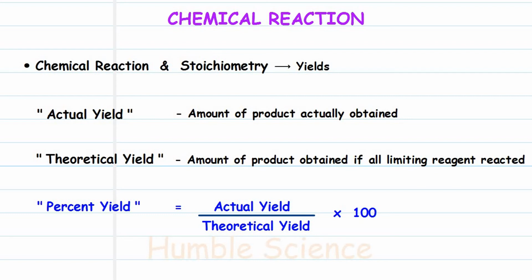In a perfect circumstance, the actual yield may be equal to the theoretical yield, which is going to result in 100% yield. However, in reality, percent yield can be less than 100. Well, let's try a practice question to make this a little more clear.